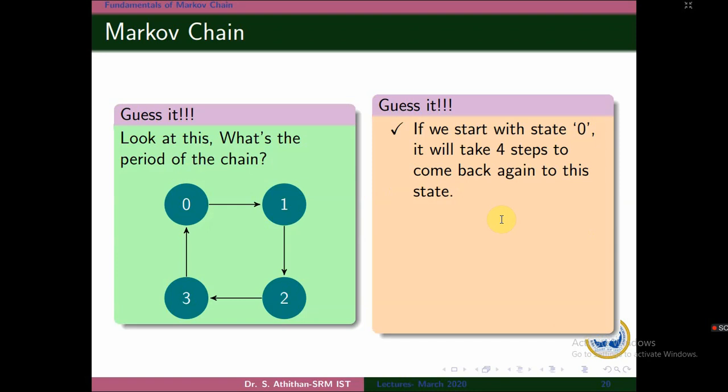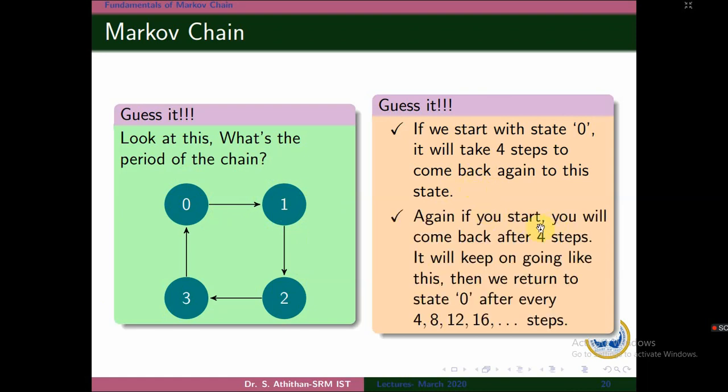So here, what is the period of this chain? If you start with 0, after how many steps will you come back to 0? That is the period here. 0 to 1, 1 to 2, 2 to 3, and 3 to 1. So it will take 4 steps. Even if you take 1, 1 to 2, 2 to 3, it will definitely come back. So the period of any state here is 4. If we start with 0, it will take 4 steps.